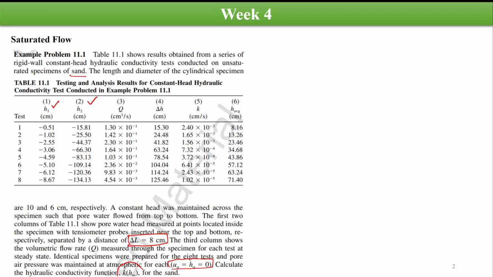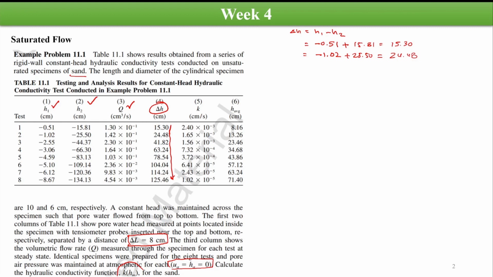So let's start with this problem. Here, these three columns are provided. First we will calculate the head difference, delta H. Delta H is nothing but H1 minus H2. H1 is 0.51 for the first test, and minus H2 is 15.81. After solving, we get 15.30. Similarly, for the other test we can calculate 1.02 plus 25.50, which will be equal to 24.48, right? In a similar manner, we can calculate delta H for all the tests.